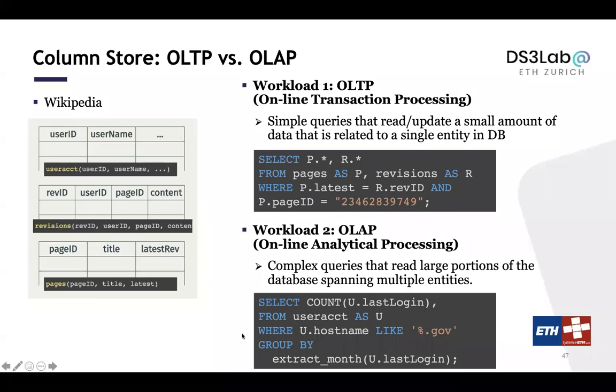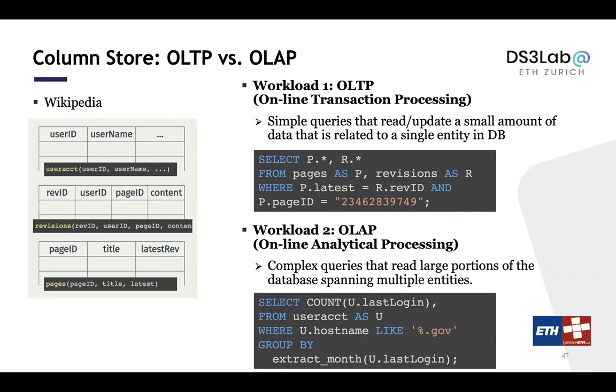If you compare these two queries, the first query finds a page, finds a revision, updates, does some lookups. It only touches a very few pieces of information in the whole relation, but whenever I access information, I need the whole row. For the second one, I'm going to access a whole bunch of relations and a whole bunch of information in this database, and then run very complex aggregation queries. So these are two different types of workload.